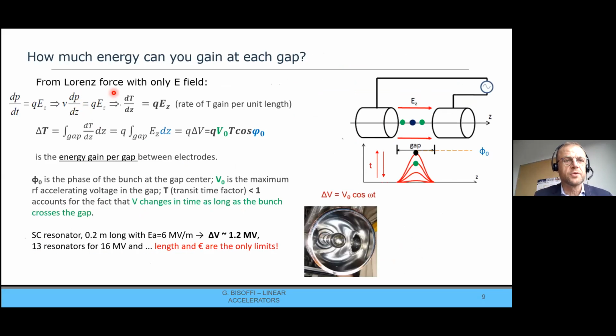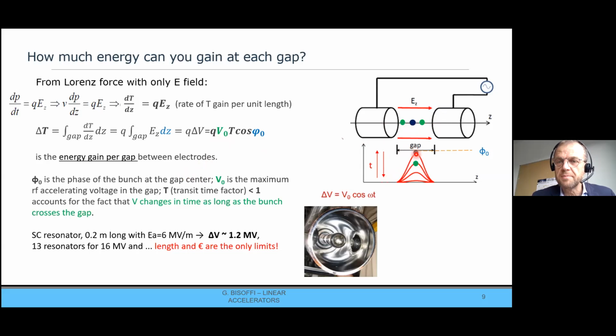Actually, if you play with the Lorentz force, I said that the Lorentz force is a very good guide, but you have to play mathematically with some physical ideas with it. If you play quite simply with the Lorentz force, you come with an expression of the increase of kinetic energy at each gap crossing, which is just the product of Q times V0 T and cos phi. So Q V0 is actually the same energy that you would achieve if you had an electrostatic field in between the drift tubes. Phi 0 is the phase of the bunch at the gap center.